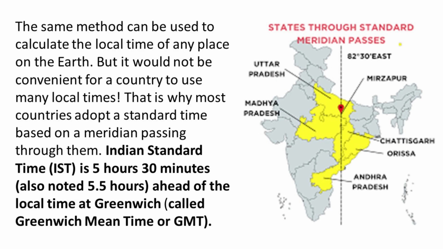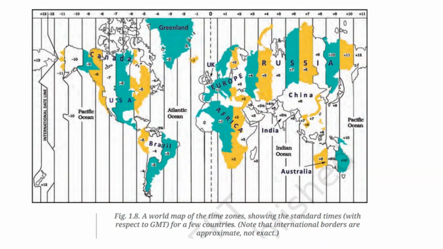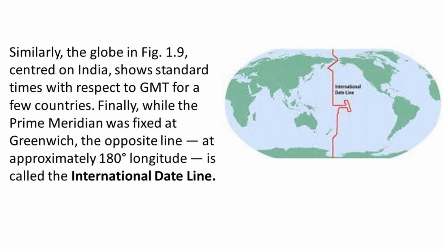Countries adopt a standard time instead of many local times. For example, Indian Standard Time is 5 hours and 30 minutes ahead of Greenwich Mean Time. Time zones are shown on maps, but their boundaries are not straight lines. They adjust to follow country borders and practical needs. On the opposite side of the prime meridian lies the international date line. Crossing it eastward means you subtract a day, and crossing it westward means you add a day.